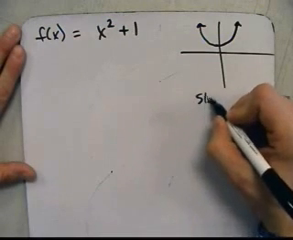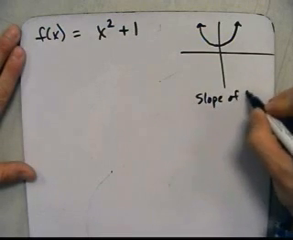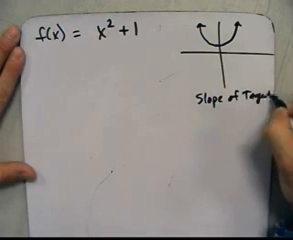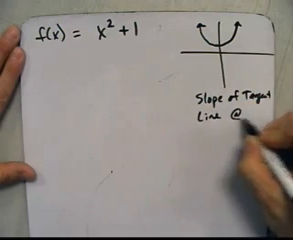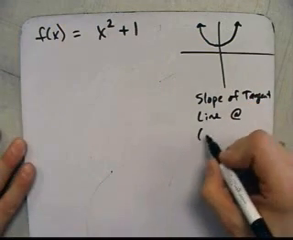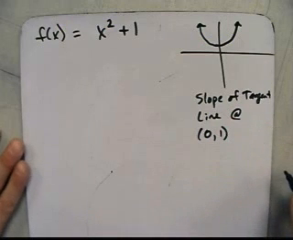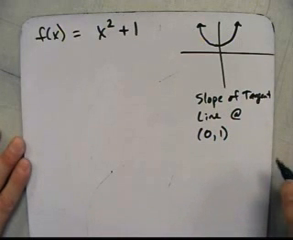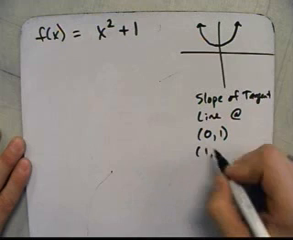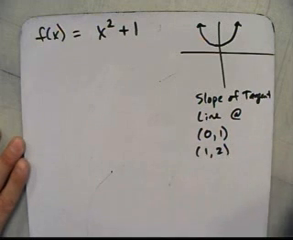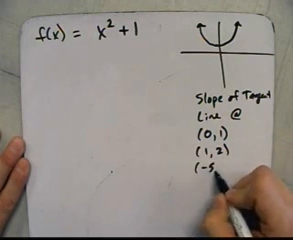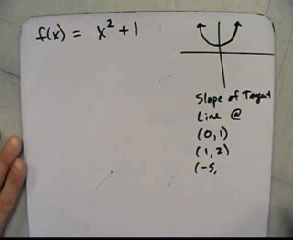Okay, and we're going to find the slope of the tangent line at a couple different points. Let's go a super hard one first. Let's go 0, 1. It's going to be tough. And then we'll go 1, 2. And then negative 5. Ooh, what's negative 5? 26. That's right.